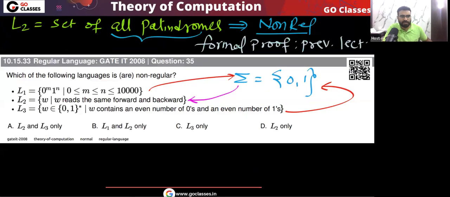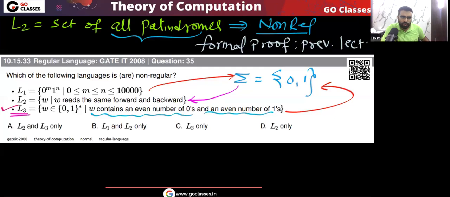Okay, now let's see the next one. We have already seen L2 in the previous lecture. This is non-regular. And what about L3? L3 is W contains an even number of 0s and an even number of 1s. This is regular. Yes or no? In our lectures, we have created a DFA for it. Because in this language, look at L3. L3 has alphabet 0, 1, and strings which belong to 0, 1 whole star.